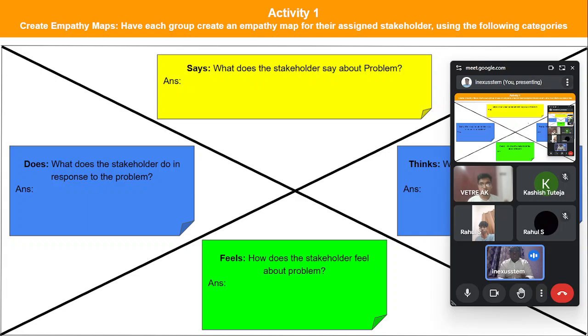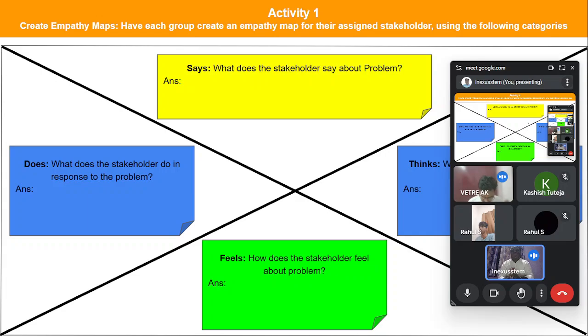Already I appointed you and gave you roles for your respective fields. One student is from economics, so she acted as an economics student, and the other three members came from mechanical engineering, so they are working on the product development area. In that, I taught you about says, thinks, feels, and does.